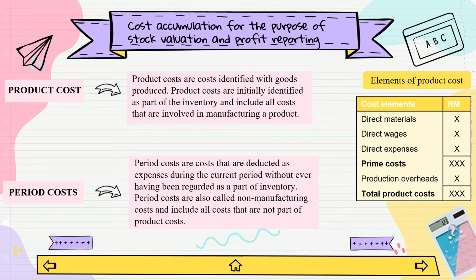Next, the cost accumulation is period costs. Period costs are costs that are deducted as expenses during the current period without ever having been regarded as a part of inventory. Period costs are also called non-manufacturing costs and include all costs that are not part of product costs.